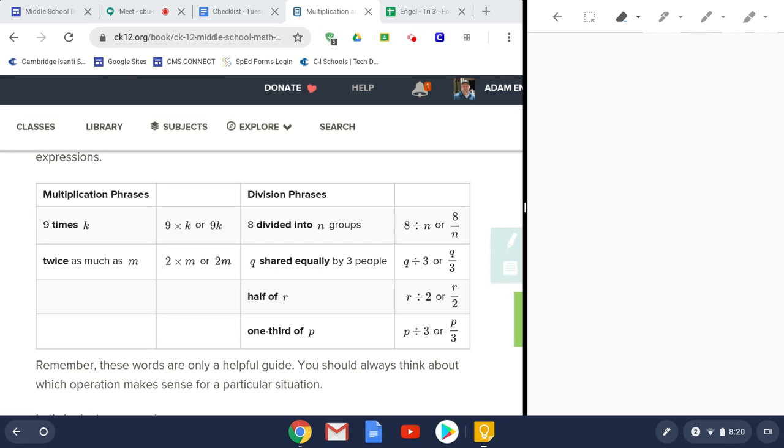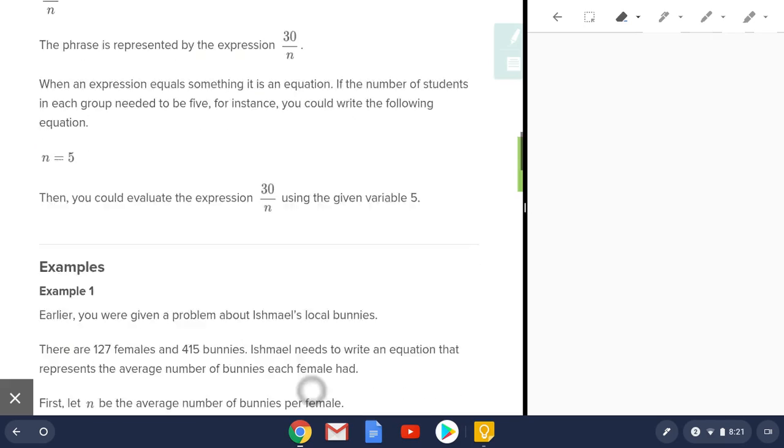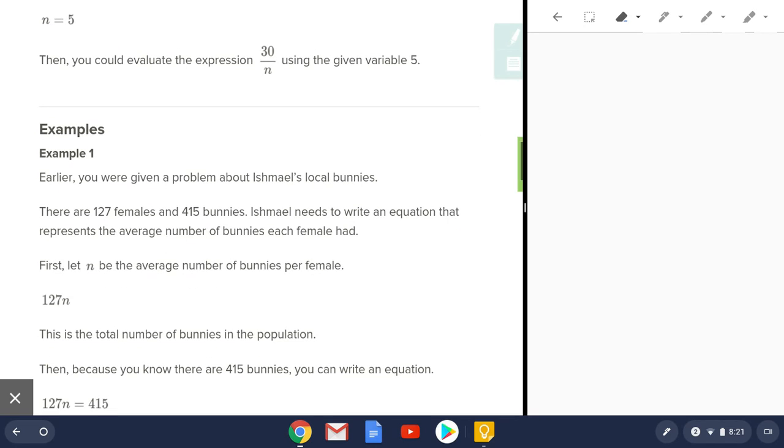Or 1/3 of P, that's another perfect example. We're splitting it up, right? We're splitting apart our whole. So we are going to be covering the examples. So let's look at example 1 here. Example 1.